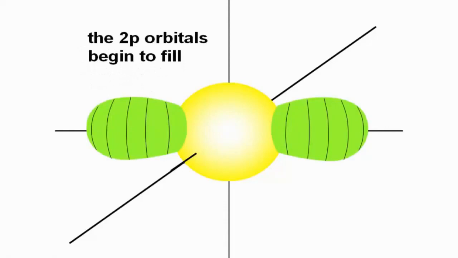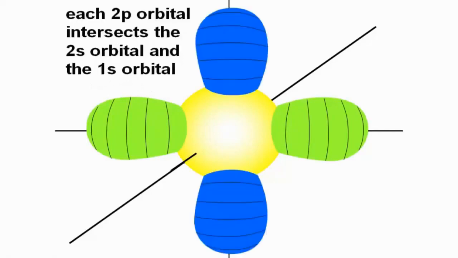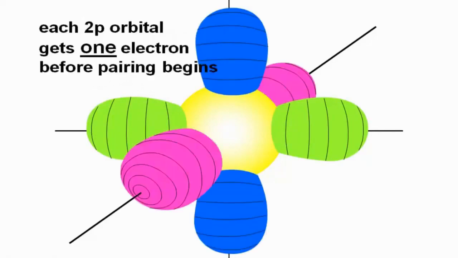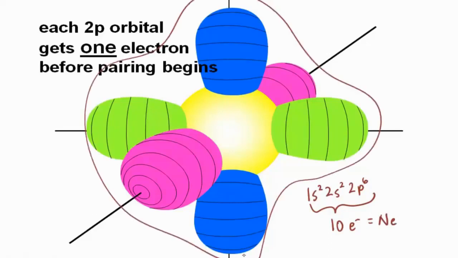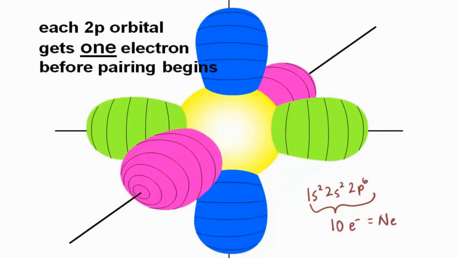Again, the 2s, the 1s, they're still in existence, so therefore the p orbitals actually overlap with the 1s and 2s orbitals. So here's one of the 2p orbitals. Once another electron would come and fill this 2p orbital, another electron would come and fill this 2p orbital. Let's say all these orbitals are completely filled, and therefore we would have the 1s orbital with 2 electrons, we would have the 2s orbital with 2 electrons, and we would have the 2p orbitals with 6 electrons. How many electrons total is that? 10 electrons. What element has 10 electrons? Neon.